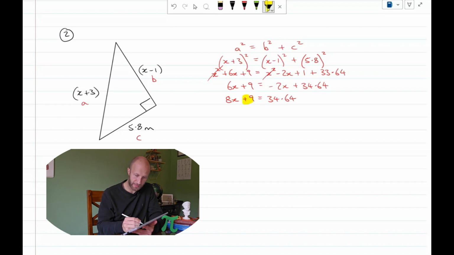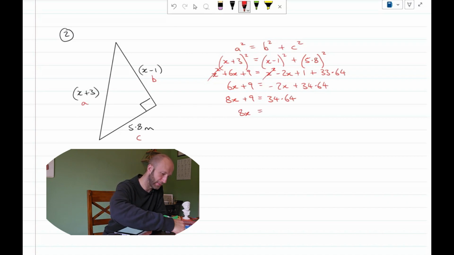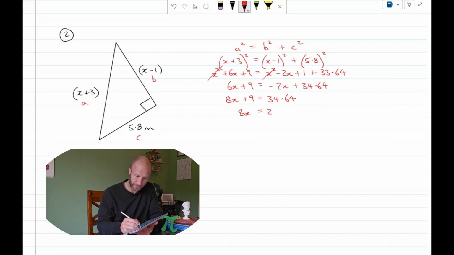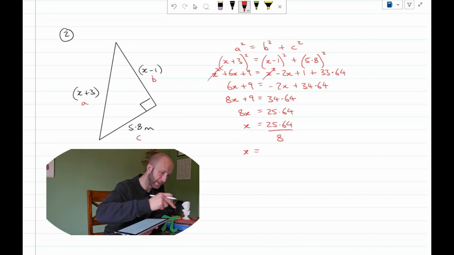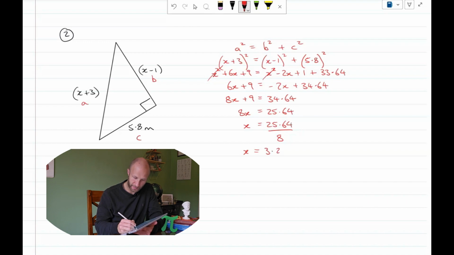Subtract 9 from both sides to get rid of this 9. So I'll have 8x on the left, 34.64 minus 9. I should probably be able to do that without my calculator, but just to make sure, it's 25.64. And then how do I get from 8 times x to x? I want to divide by 8 to get rid of the timesing by 8. So I'm going to divide the other side by 8 as well. Whatever I do to one side, I do the same to the other. And then I can get that in my calculator to give me 3.205.